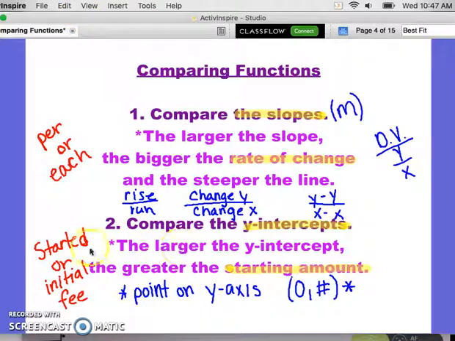Things we have to remember: rise over run, change in the y over the change in the x, y minus y over x minus x. Okay, if it's direct variation, it will go through the origin, it'll go through 0, 0, and to find the slope or the rate of change, it would be y divided by x. The rate of change in word problems are going to be that per or each.